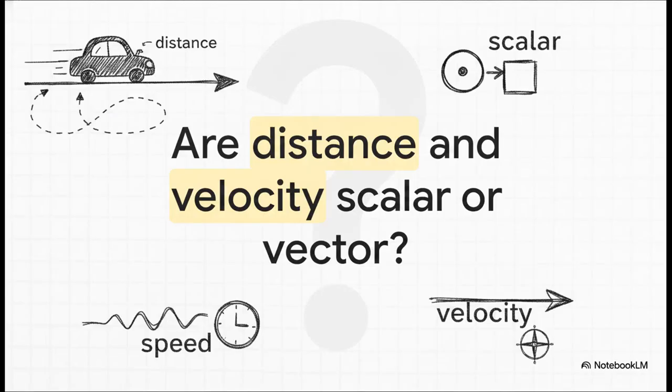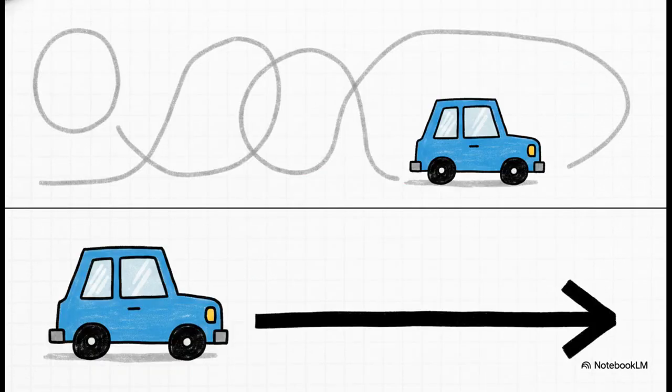So let's do a quick practical test, straight from our source material, to make sure we're actively applying this. Imagine a car travels 120 kilometers east. I want you to mentally classify these 4 terms for me: distance, displacement, speed, and velocity. Are they scalars or vectors? Take a second. Okay, let's reveal the solution.